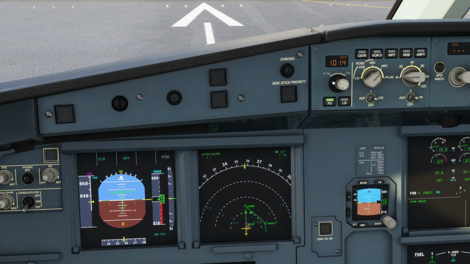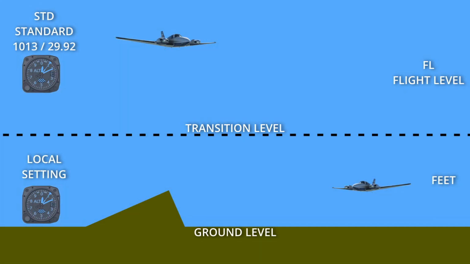Furthermore, it has two different settings, HG and HPA. HG, or inches of mercury, is used in the States and other parts of the world, and HPA, or hectopascals, is used predominantly in Europe. Inches of mercury, HG, or hectopascals, HPA, are simply two different units of measure for air pressure.